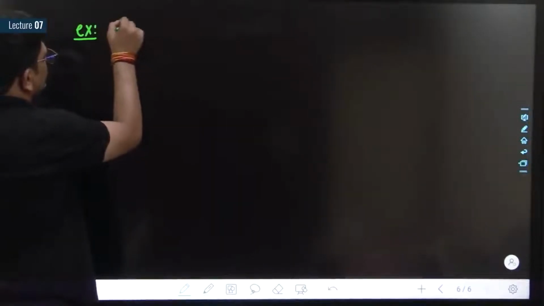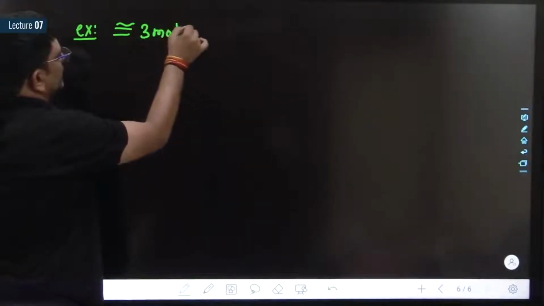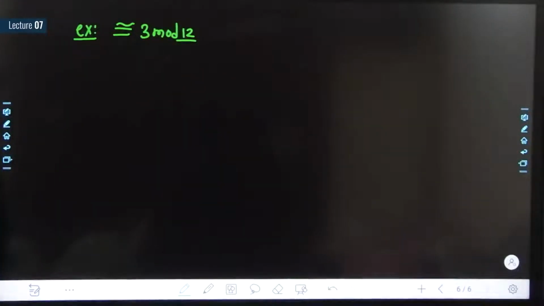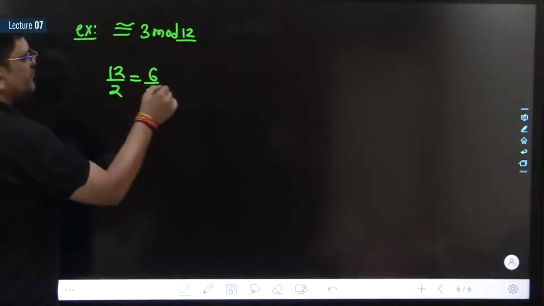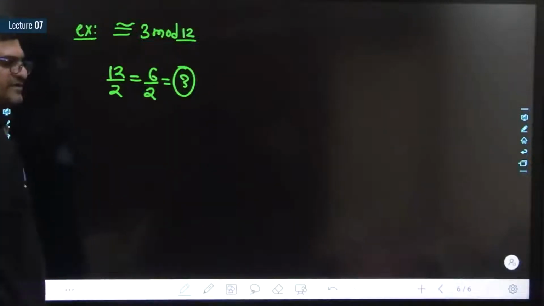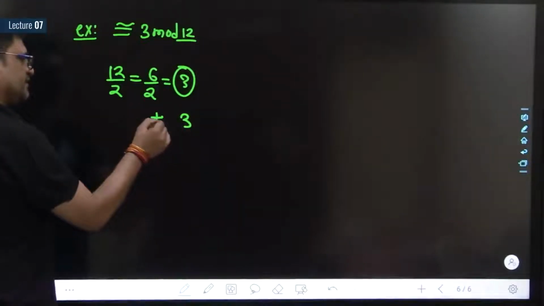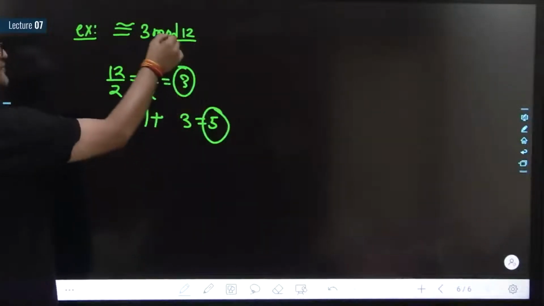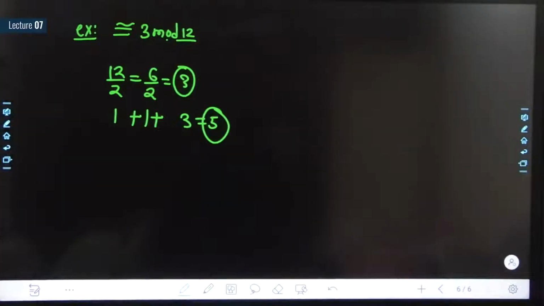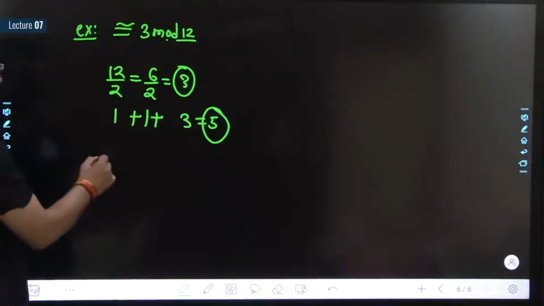What is the question? Congruent to 3 mod 12. 12 is even? Yes, 12 is even. Divide by 2. What is the remainder? 6. Again divide by 2. What is the remainder? 3. This is odd. 3 plus 1 for this. Number of states 5. For this, the minimum number of states is 5. Clear?